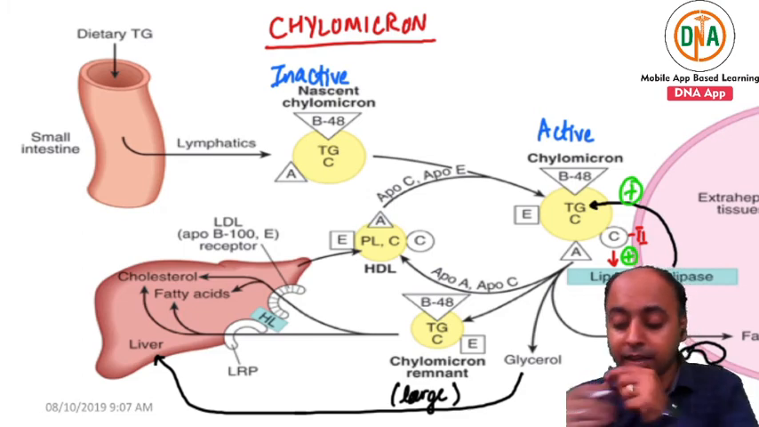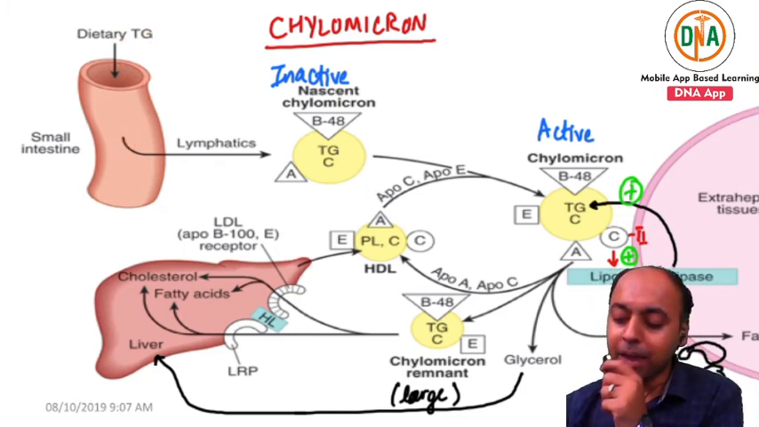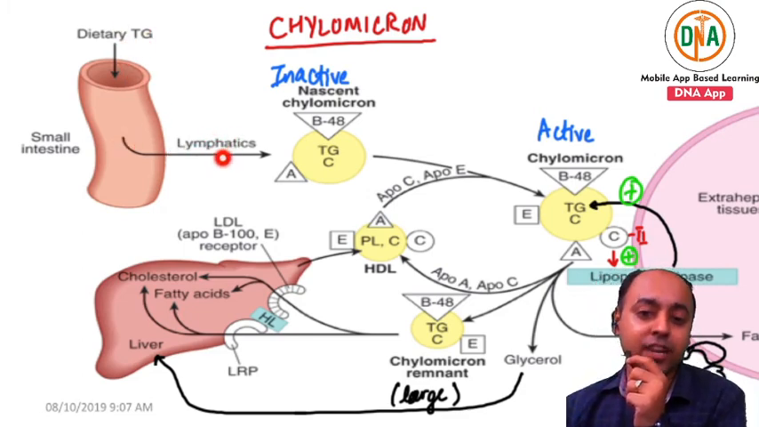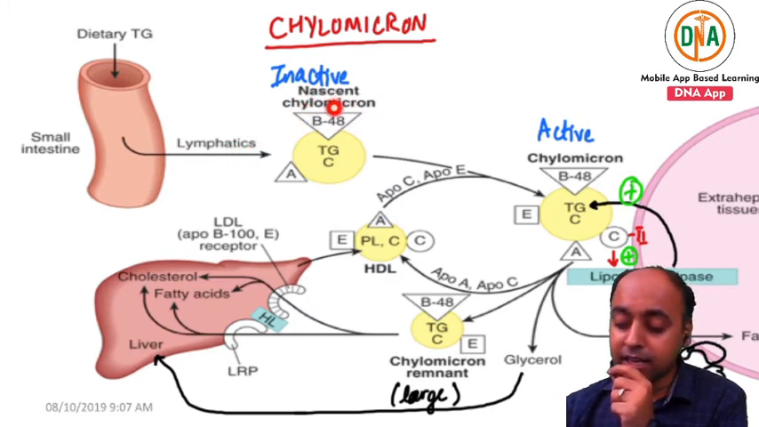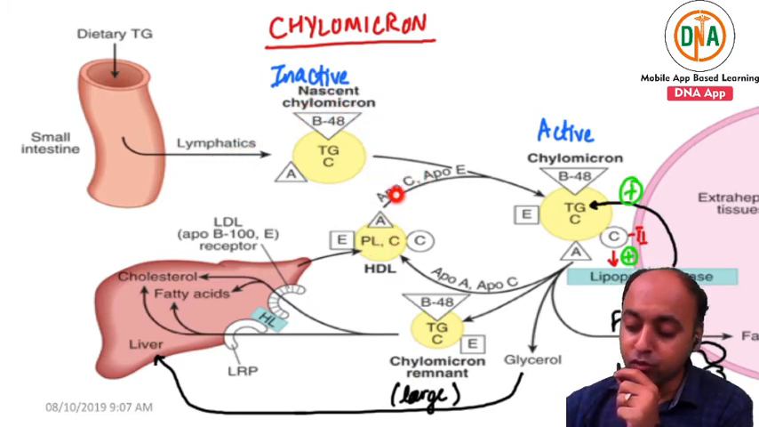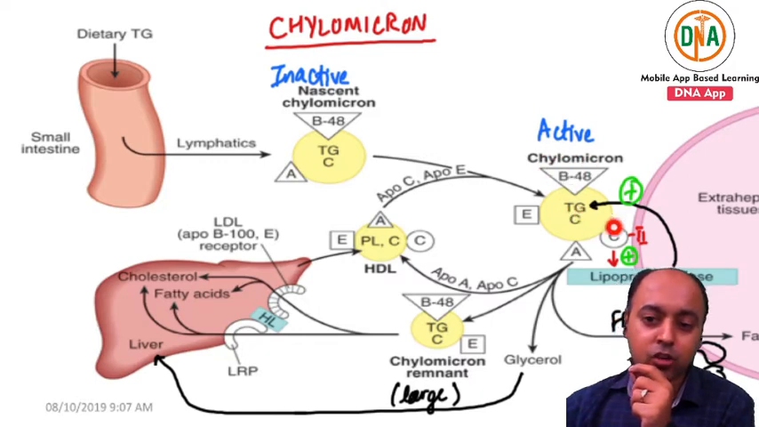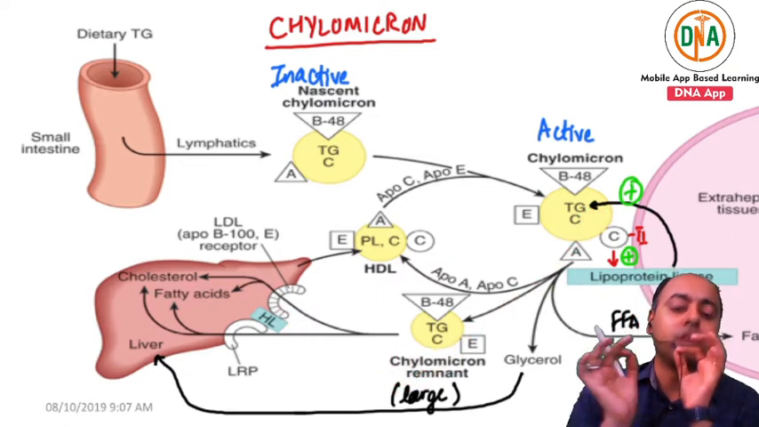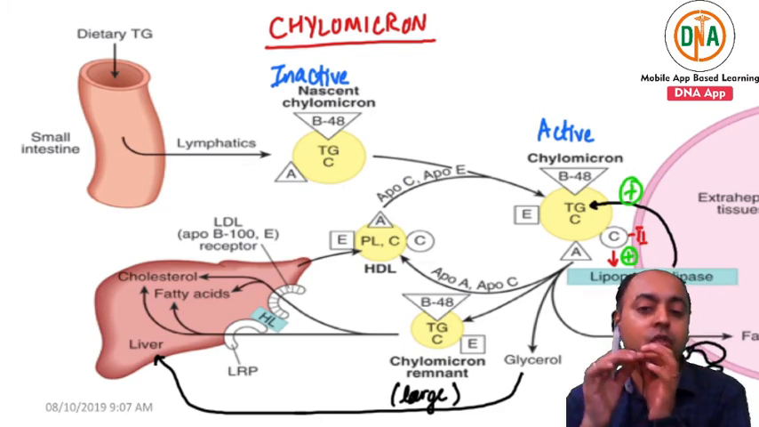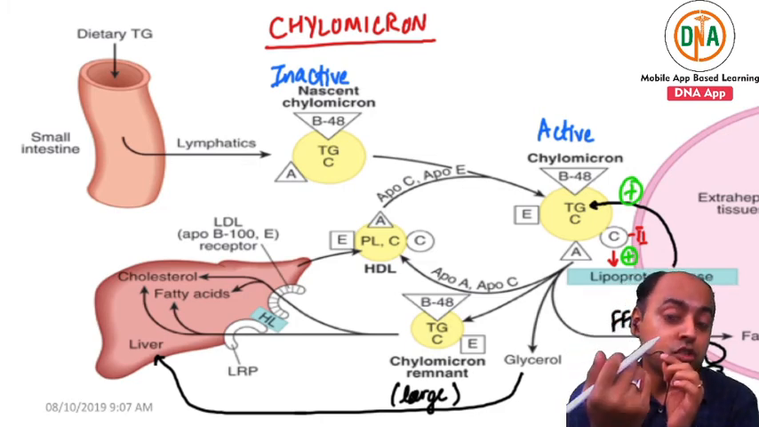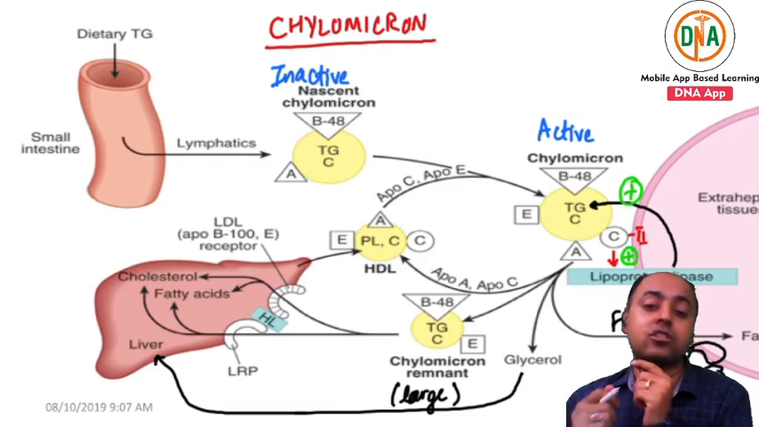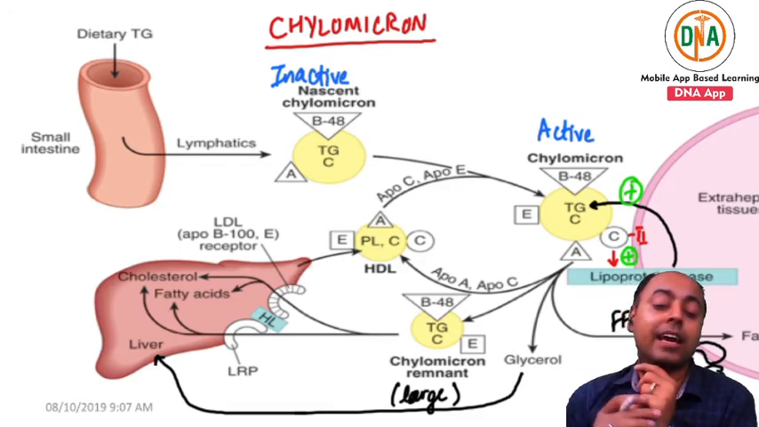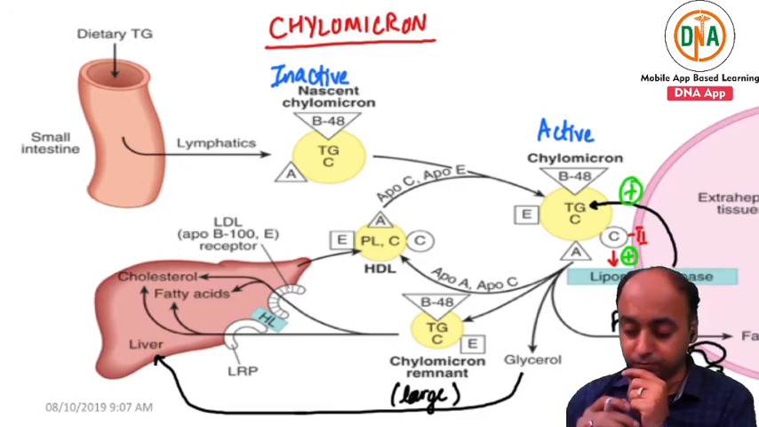I'll repeat: dietary triacylglycerol is packaged into the chylomicron and released in the lymphatics. This is the nascent chylomicron. It takes up the ApoC2 from HDL, becomes the active chylomicron, goes to the extrahepatic tissue where it delivers the triacylglycerol by the action of lipoprotein lipase, gets converted to the chylomicron remnant, which is taken up by the liver. Very simple few steps for the delivery of exogenous or dietary triacylglycerol to the extrahepatic tissue.